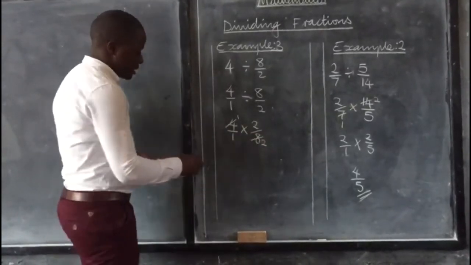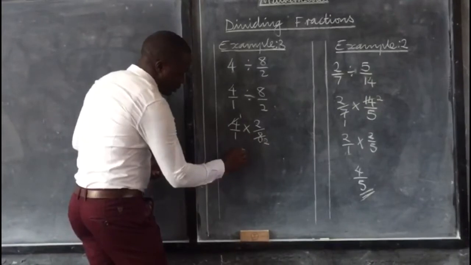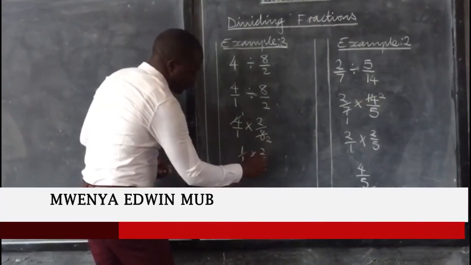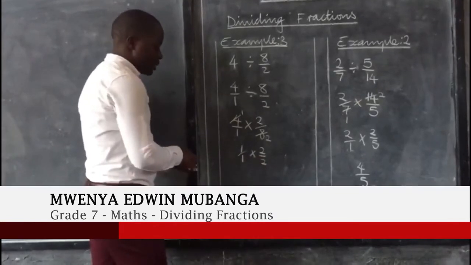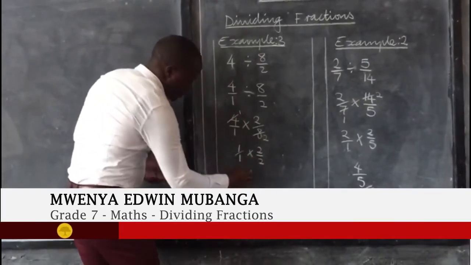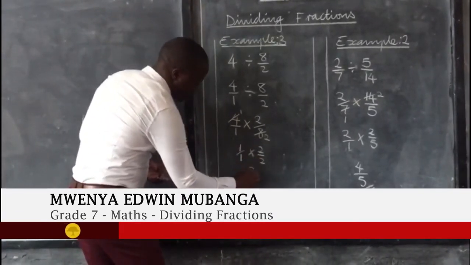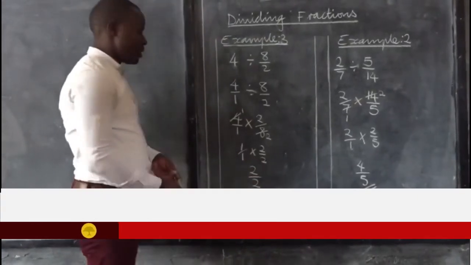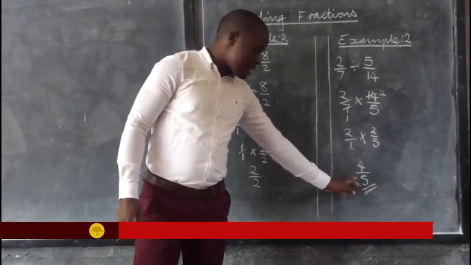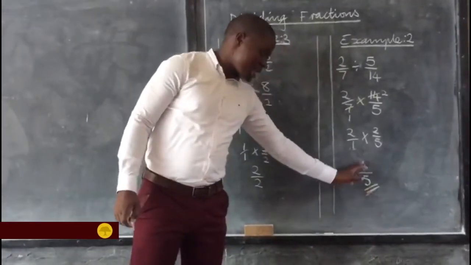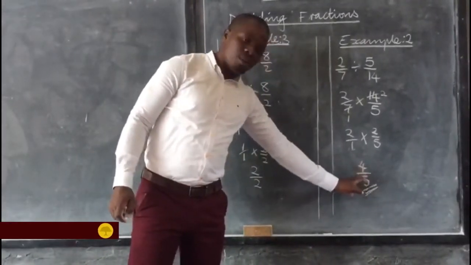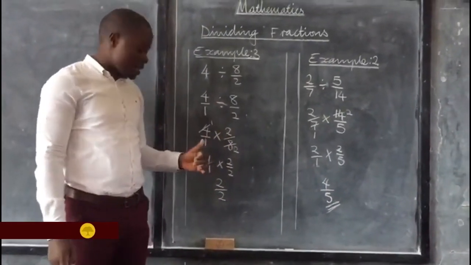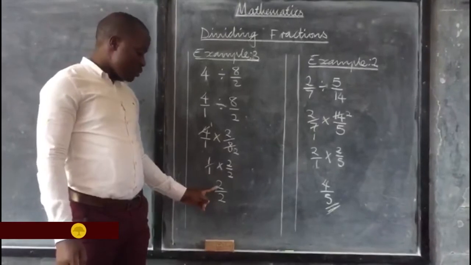And this gives us the answer, which is 1 over 1 times 2 over 2. So if you multiply this, you have 1 times 2, you have 2. Then 1 times 2, you have 2, like that. Remember what I said here? I said when you find the final answer, check if there is a number that can divide both numbers, the numerator and denominator, and reduce your fraction. In this case, we have 2 over 2.